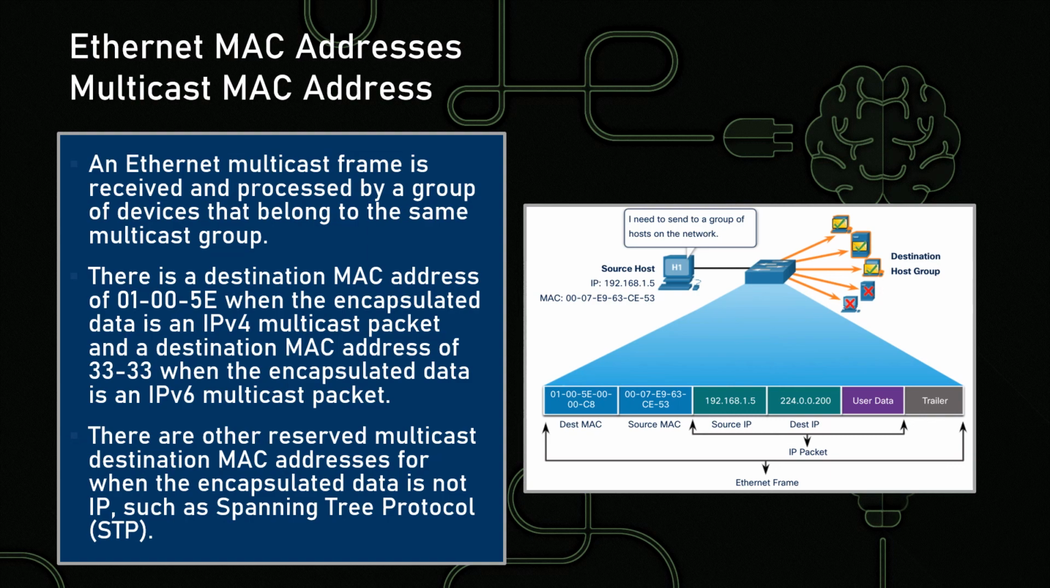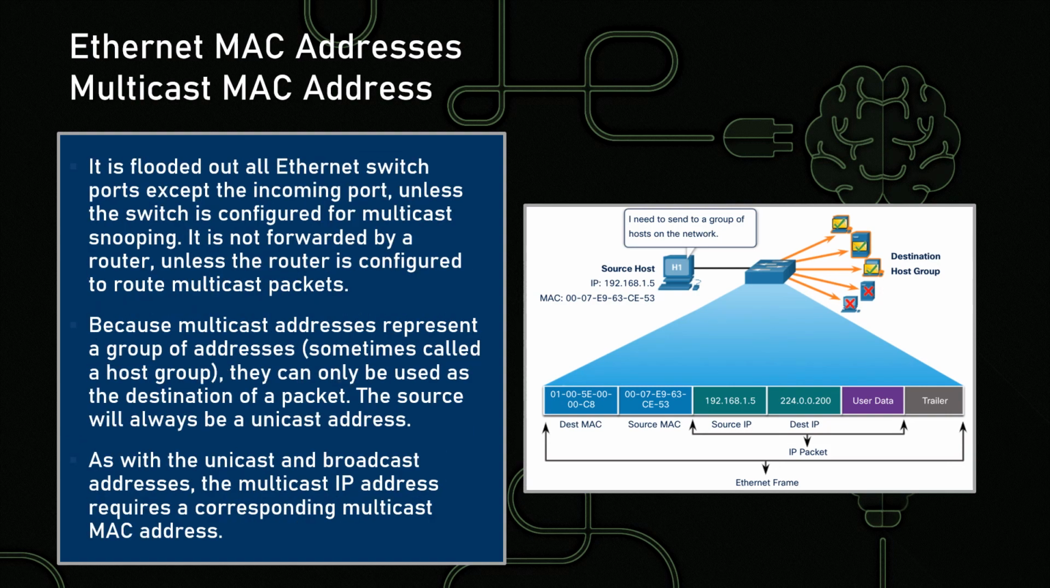We can see here in the graphic, the destination MAC on the far left starts with 01005E, and then we have our interface ID as the last 6 hex bits. It is flooded out of all Ethernet switch ports except for the incoming port, unless the switch is configured for multicast snooping. Again, not forwarded by a router. Multicast is contained to a local network only, unless, of course, the router is configured to route multicast packets. This is not a common happenstance.